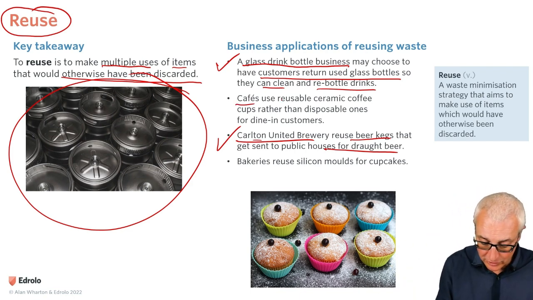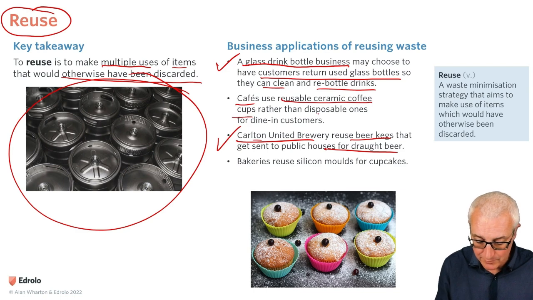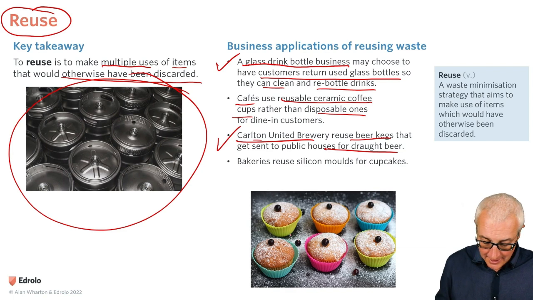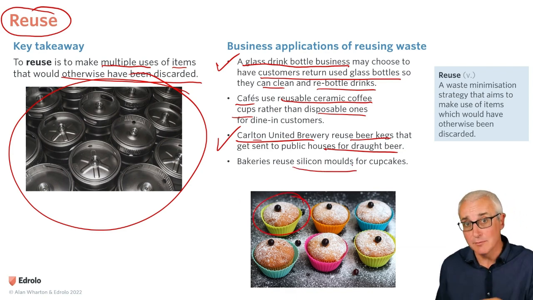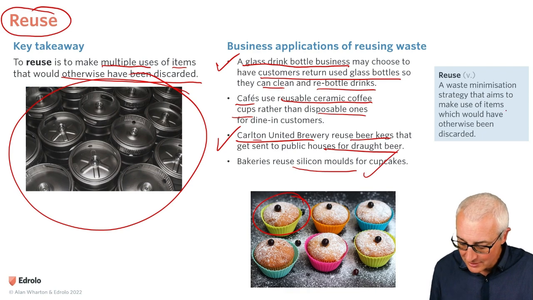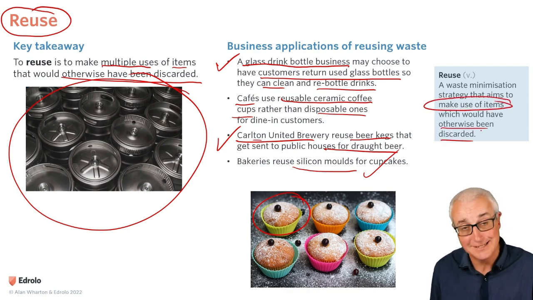A cafe could use reusable ceramic coffee cups rather than disposable ones. They're going to reuse the coffee cup. And in this case here, we've got silicone molds, so we can keep using them time and time again to make our cupcakes, which I know I love that example. Okay, so reuse, nice simple strategy, which makes multiple use of the items which would otherwise have been discarded.